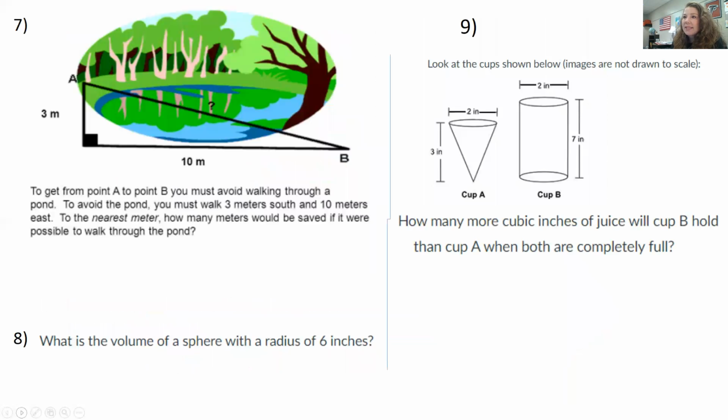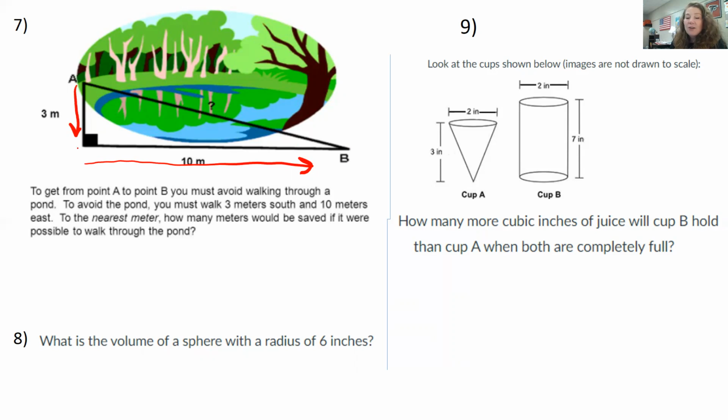All right, number 7, to get from point A to point B, you must avoid walking through a pond. To avoid the pond, you must walk 3 meters south and 10 meters east. To the nearest meter, how many meters would be saved if it were possible to walk through the pond? So what if they made a little bridge across the pond? What would be that distance?